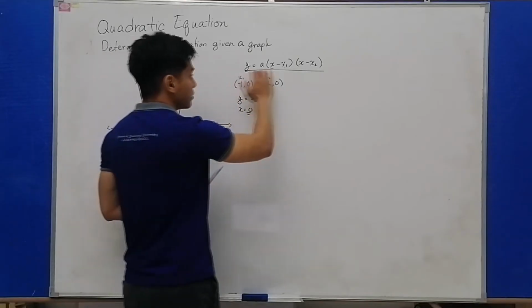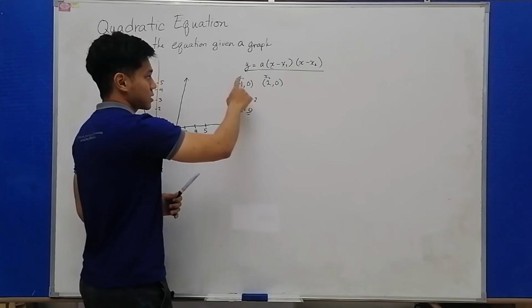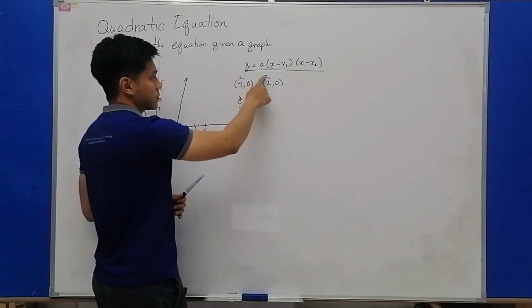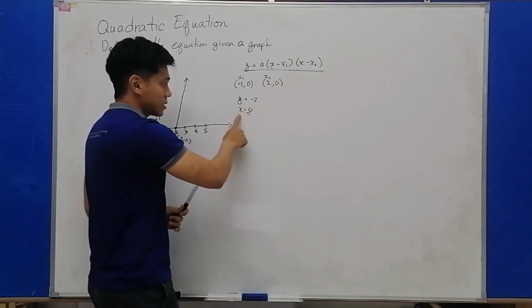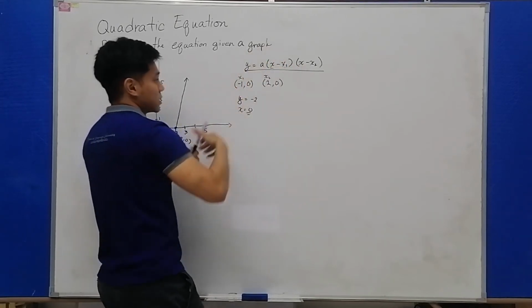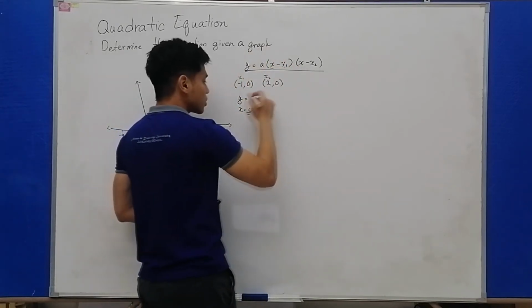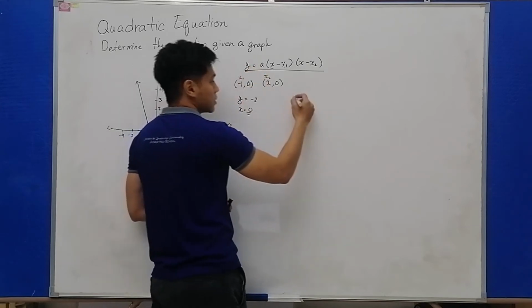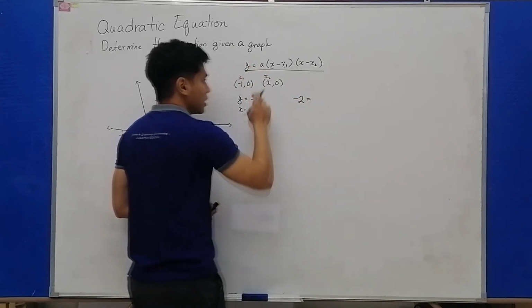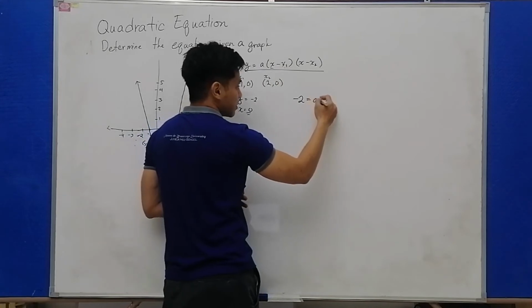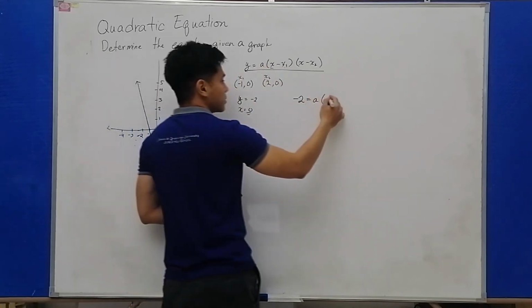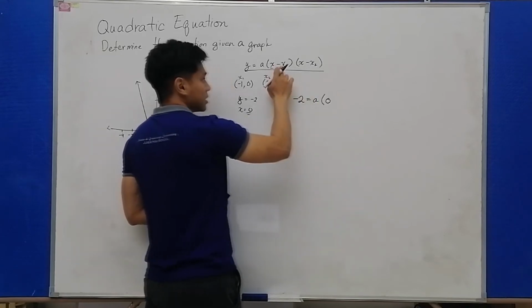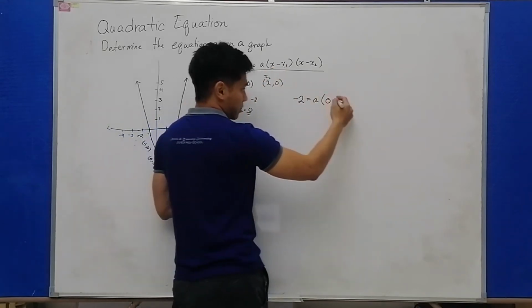Okay, so now we have these equations and all of their parts. x sub 1 is going to be negative 1, x sub 2 is going to be 2, y is going to be negative 2, and x is going to be equal to 0. So substituted in this formula, y is negative 2, so we have negative 2. a is our unknown, that's what we're going to be finding out. Then x is 0, so we have 0, minus negative 1, so we have positive 1.